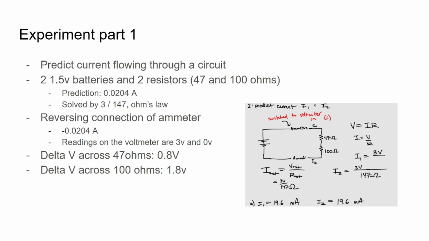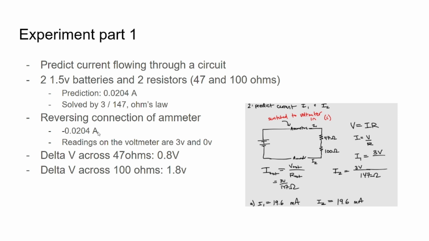For part 1 of the experiment, we're trying to predict the current flowing through the circuit. So we built a series circuit with the following materials, and we predicted the current will be 0.0204 amps by solving 3 divided by 147. The 3 we got from the reading of the voltmeter, and the 147 is the combined value of the two resistors.